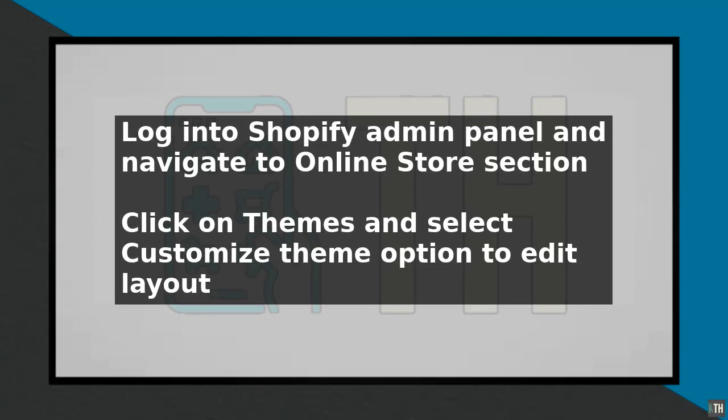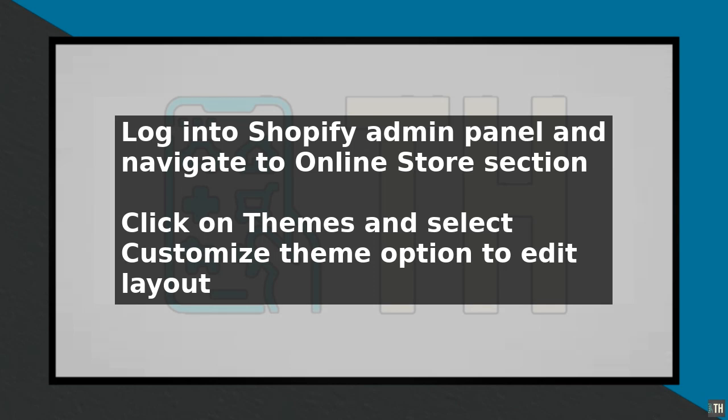To add an Instagram icon to your Shopify store, start by logging into your Shopify admin panel and navigating to the online store section. Click on Themes and then select the Customize Theme option. This will open the theme editor where you can make changes to your store's layout and design.